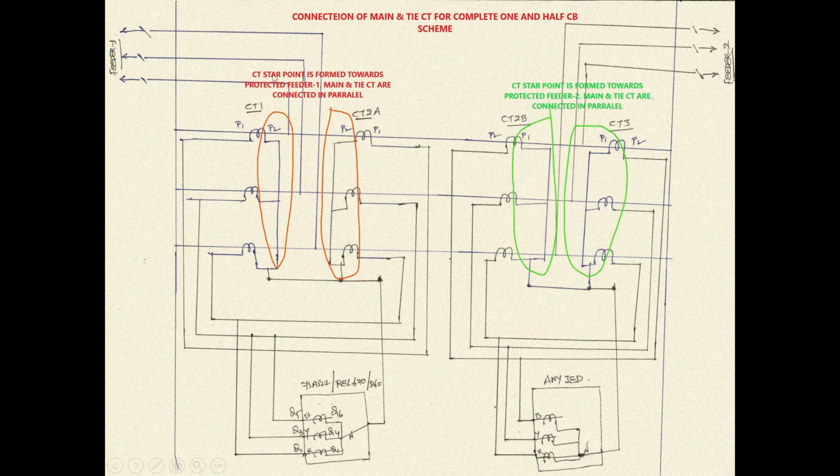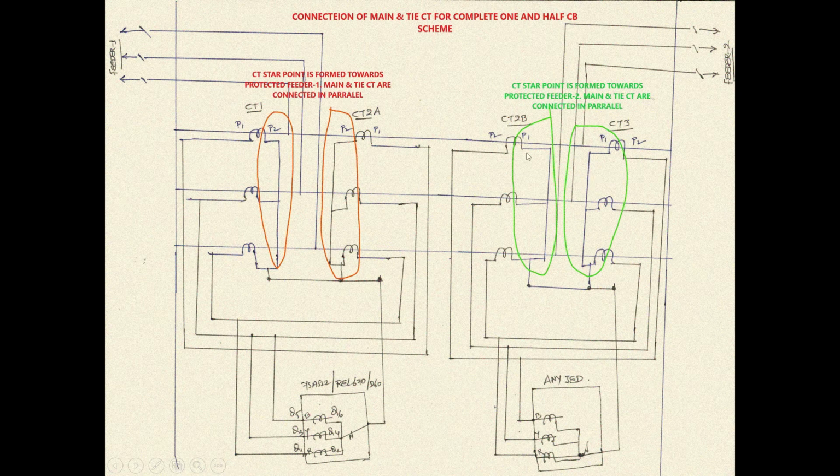So now this is the simple thing which is mentioned here: the CT star point for CT1, and CT star point for CT2A, is formed towards the protected feeder 1. Here the feeder which is to be protected is feeder 1, that's why a star point is formed towards feeder 1 for both these CTs, and main and tie CT are connected in parallel. If you see over here, main CT R phase is joined with tie CT R phase. This is your connection of main CT R phase and tie CT R phase, and then one single wire will be connected to relay R phase coil.